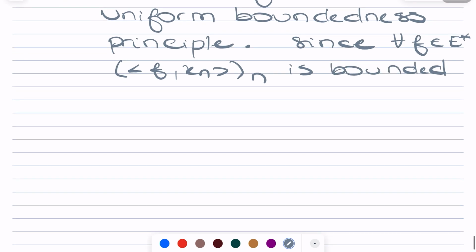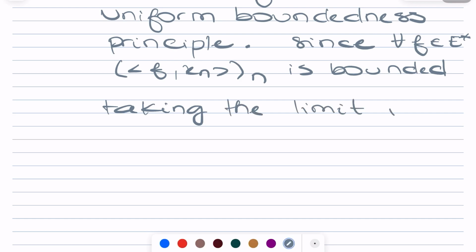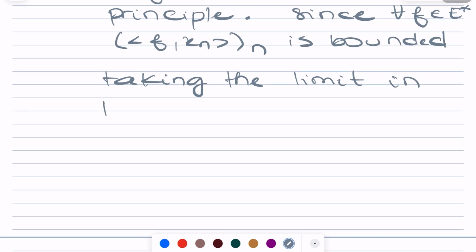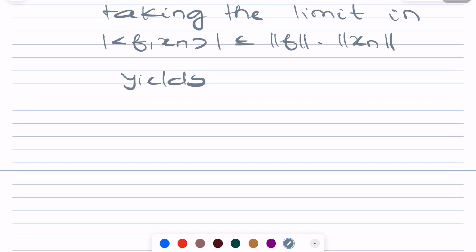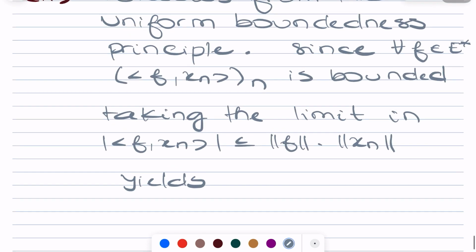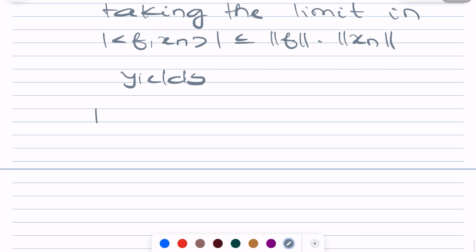Taking the limit in this inequality, |f(xn)| is less or equal than the norm of f times the norm of xn. So if you take the limit, I'm trying to prove that the norm of x is less or equal than the limit of the norm of xn. Basically the first point of this second property follows from the uniform boundedness principle. If you take the limit, remember f is continuous, absolute value is also continuous.